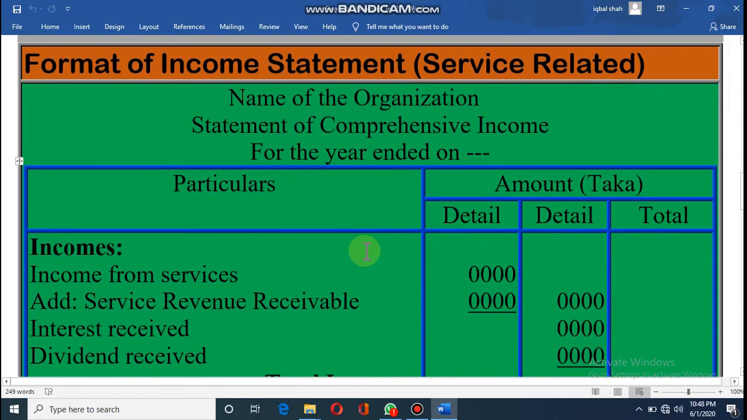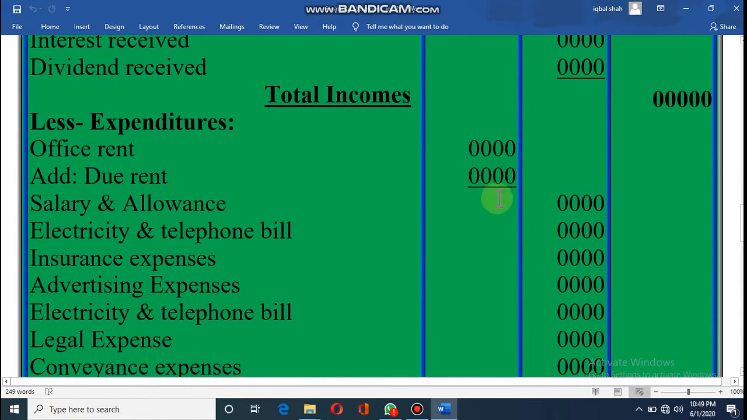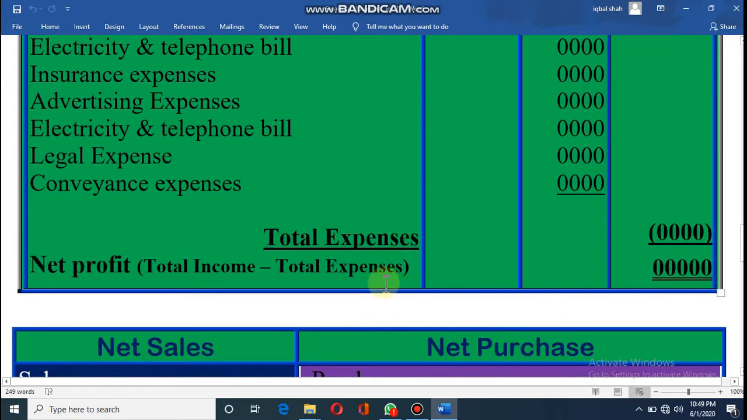Dear student, first, the format of the income statement of a service related organization. Last class we discussed the income statement of a service related organization. In a service related organization, you know that there are only two steps. In the last class I discussed it in detail. From income we have to subtract the expense, then you will find out the profit. Look at income, then total expense, then you will find out the profit.